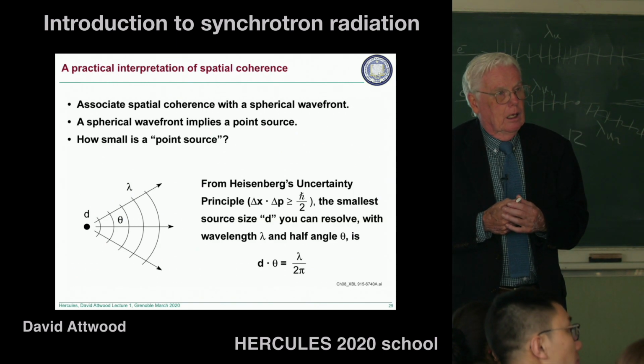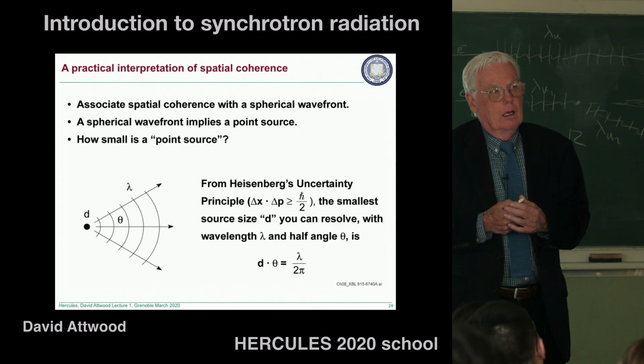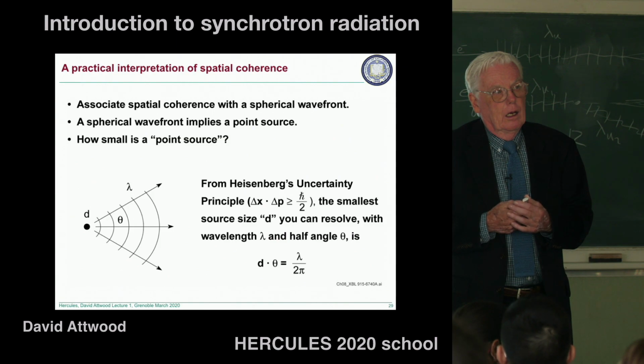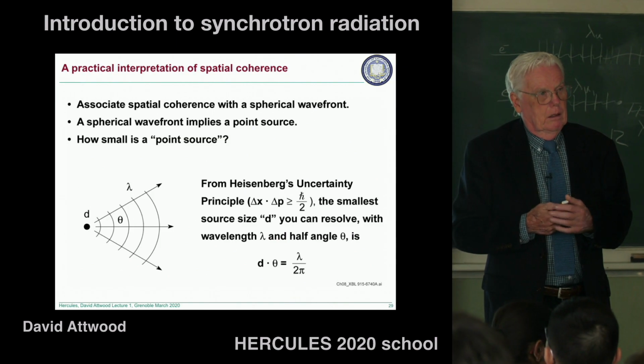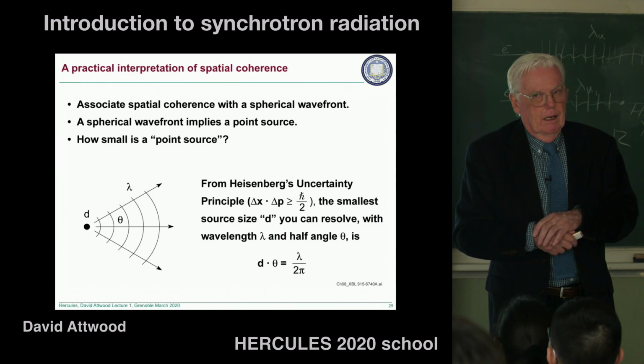Yeah? This means that in an undulator, the length of the electron packet is too long to have constructive interference at the end of the undulator? Absolutely, yeah.